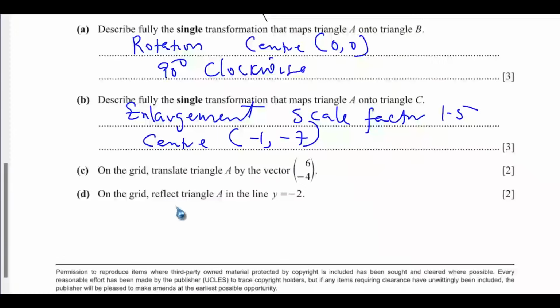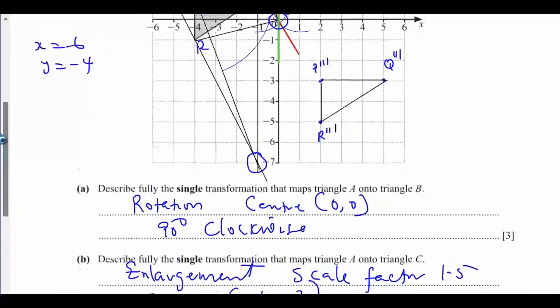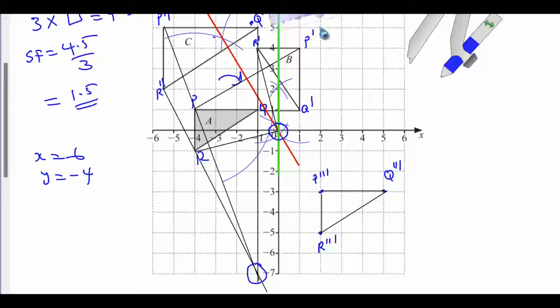On the grid, reflect triangle A in the line y equals negative 2. Okay, so let's draw the line y equals negative 2. This will be the mirror line, or line of reflection. We want to reflect triangle A. So this is triangle A. What we need to do for this is count. Let's start with point R.